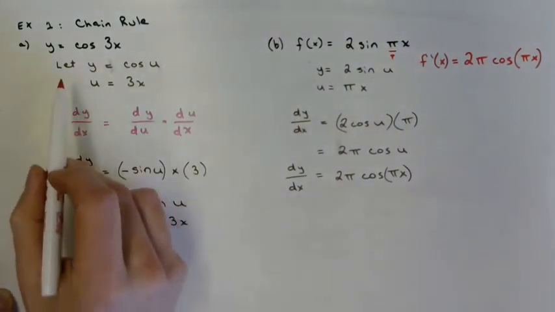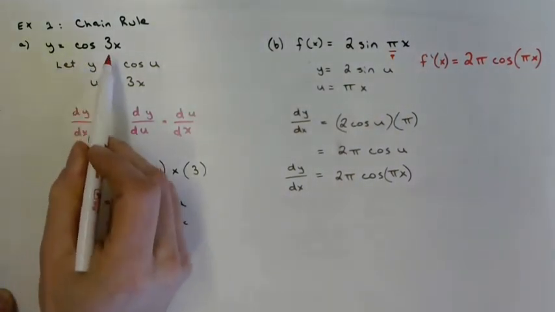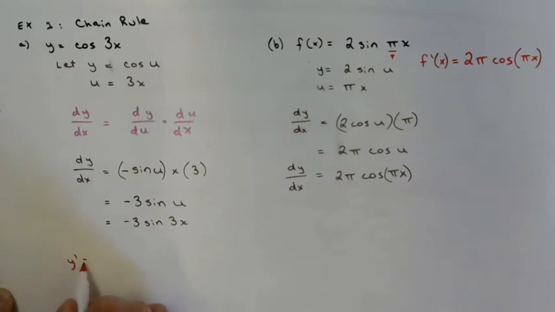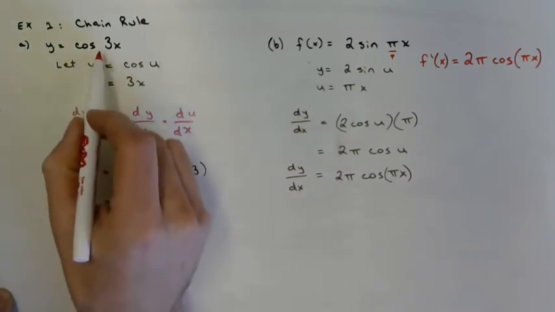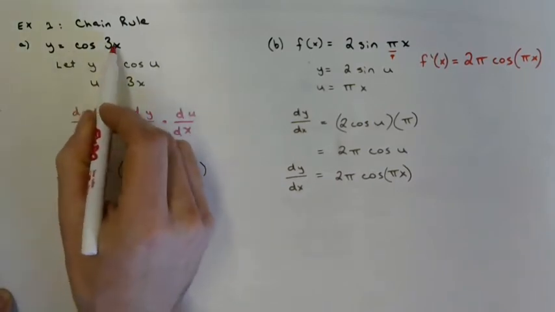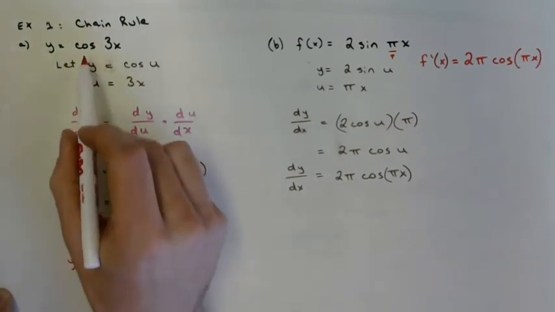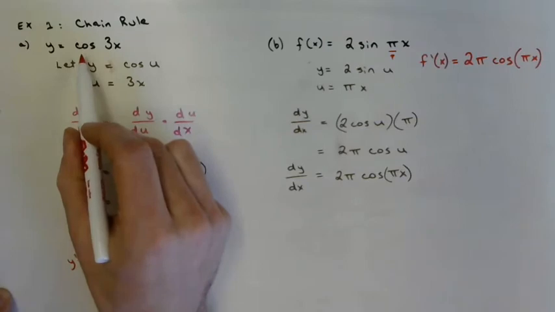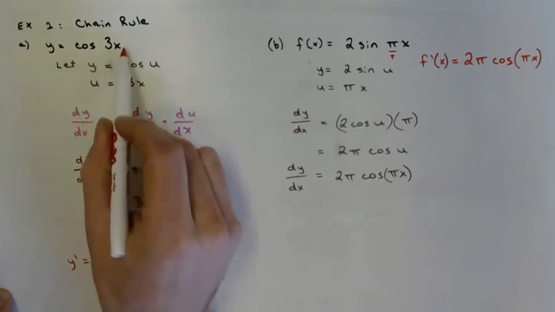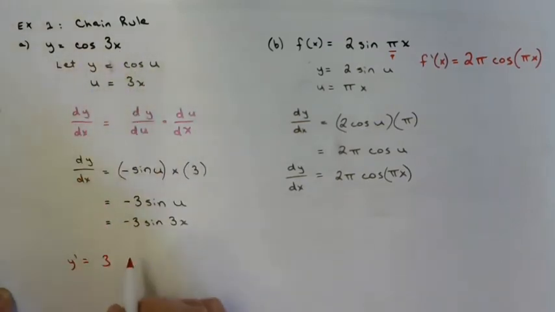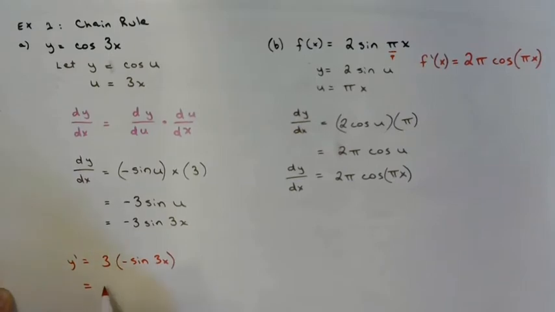Same thing over here. If we have y is the cosine of 3x, we can get y prime by simply taking the derivative of this piece, which is 3, and multiplying it by the derivative of this whole thing, which is negative the sine of 3x, which would get us negative 3 times the sine of 3x.